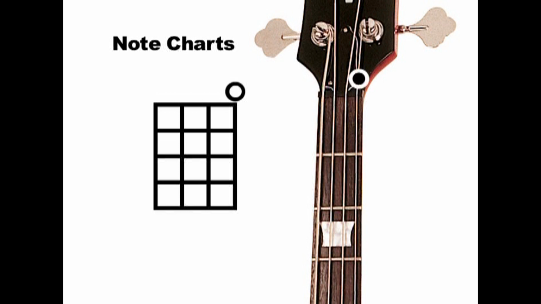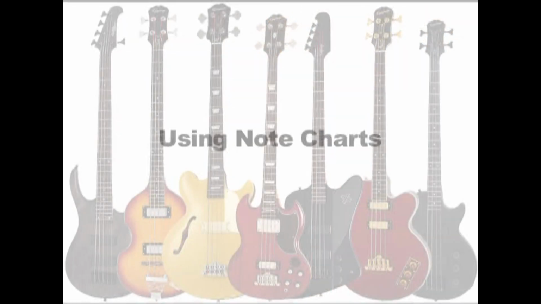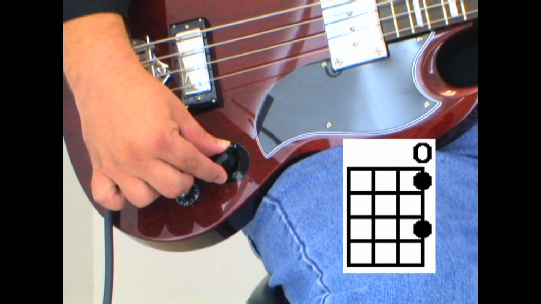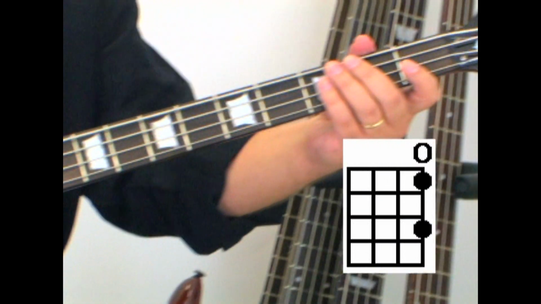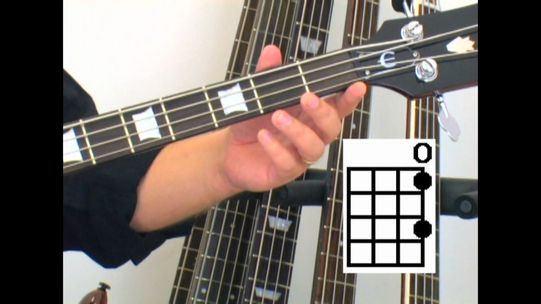Dots are placed on the note chart to show you which strings and frets to hold in order to play scales or chords. In some cases, like this example, hollow dots represent an open string. This note chart shows 3 dots on the first string. The dots represent the notes to play on the fretboard.